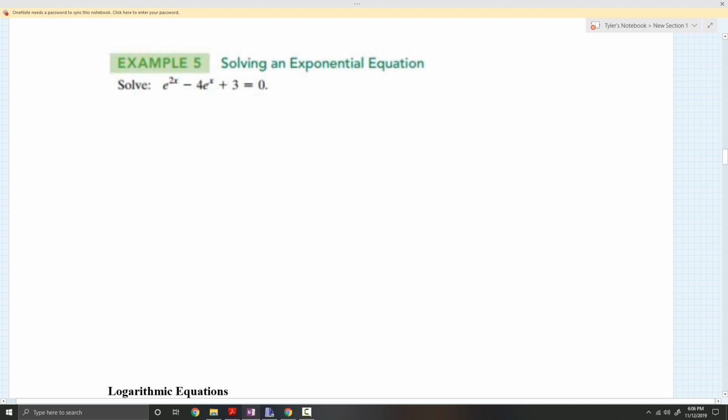So one thing that you want to notice about this equation is e to the 2x is the same thing as e to the x times 2, right? So e to the 2x equals this, which is the same thing as e to the x squared, right? So it's like doing the power rule, but in reverse, right? So really this equation is e to the x squared minus 4e to the x plus 3 equals 0, right?